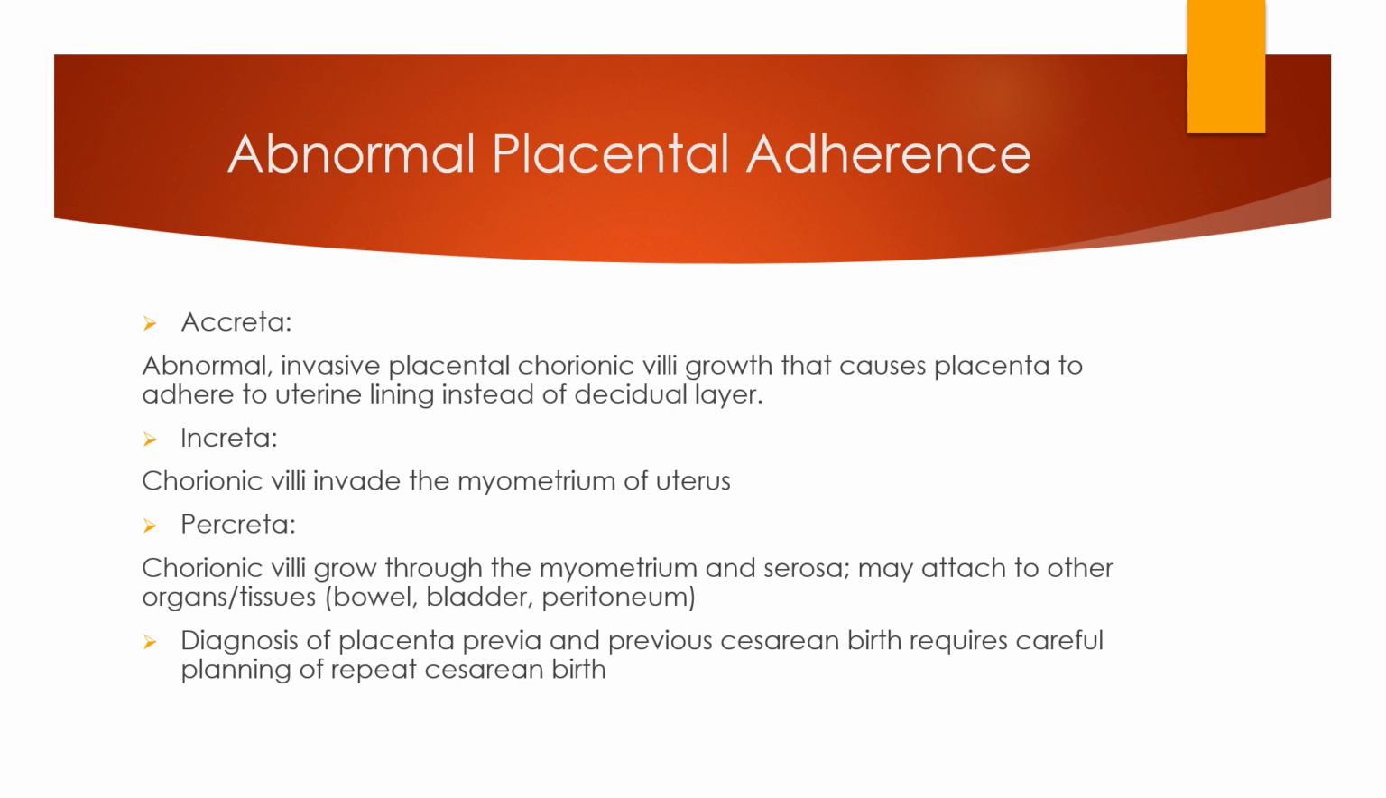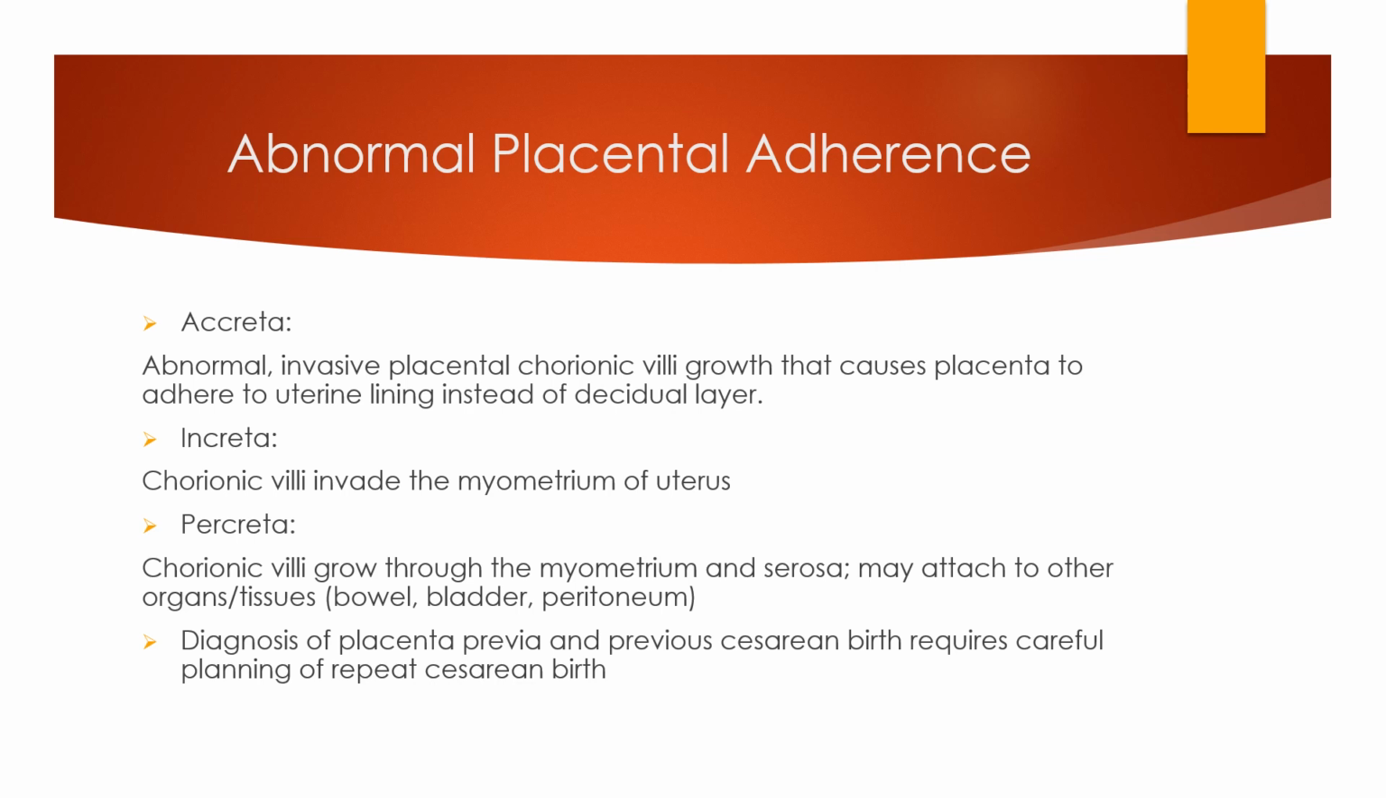Percreta is chorionic villi growth through the myometrium and serosa, and it may attach to other organs or tissues like the bowel or bladder, or even the peritoneum. So this is really severe. The placenta is actually growing through the entire uterine wall and out into other organs.